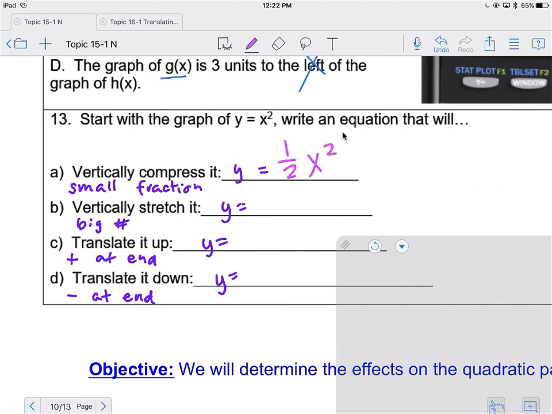To vertically stretch it, we need a big number, so something like 5x squared. To translate it up, we need to add a number to the end, so something like +3 at the end. And to translate it down, we would need to subtract something from the end, like x squared minus 4.